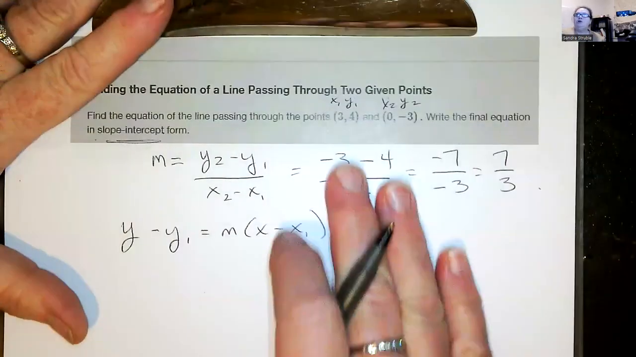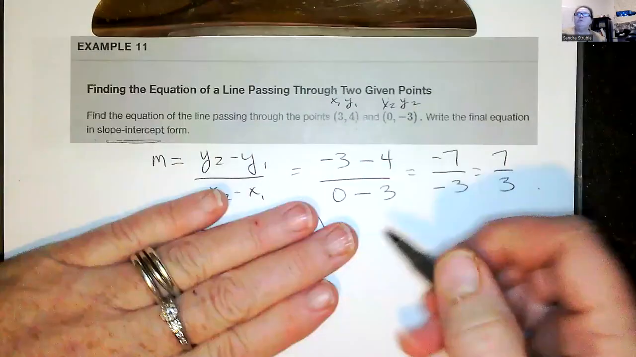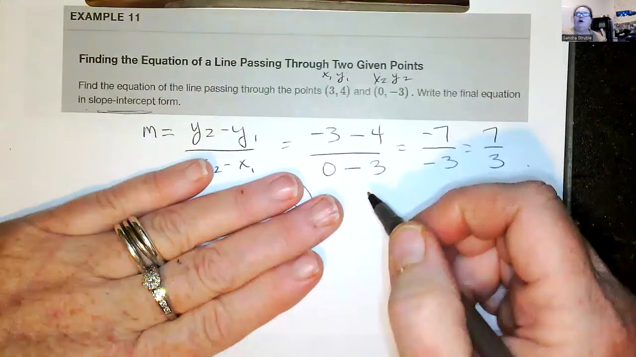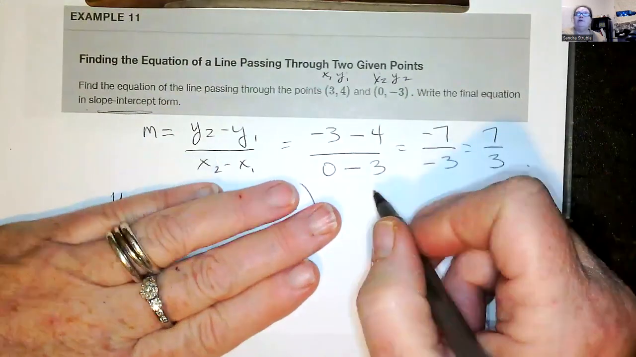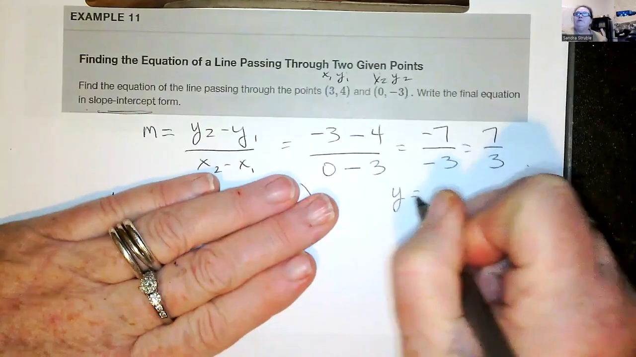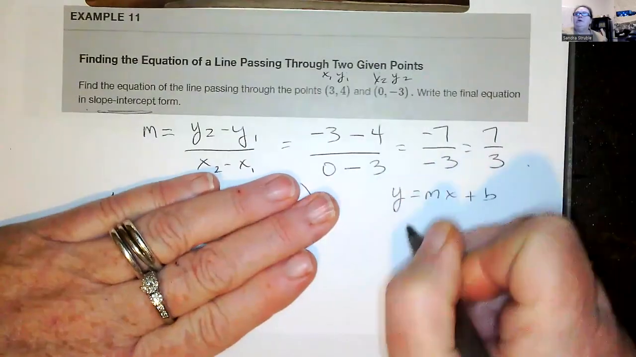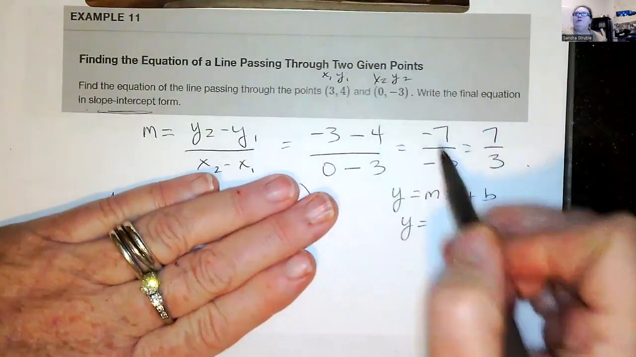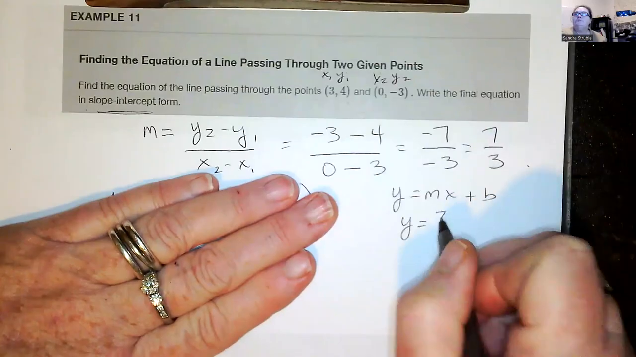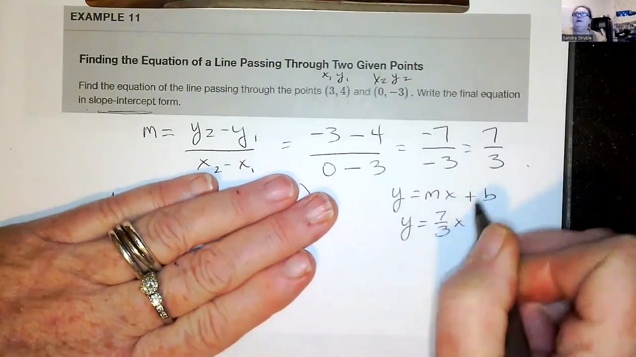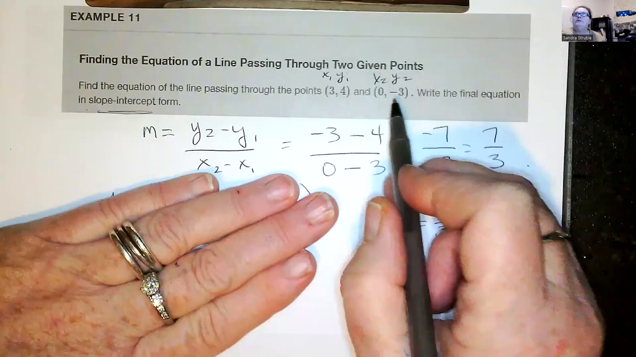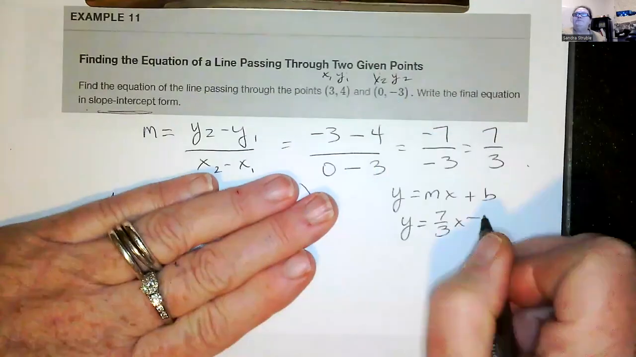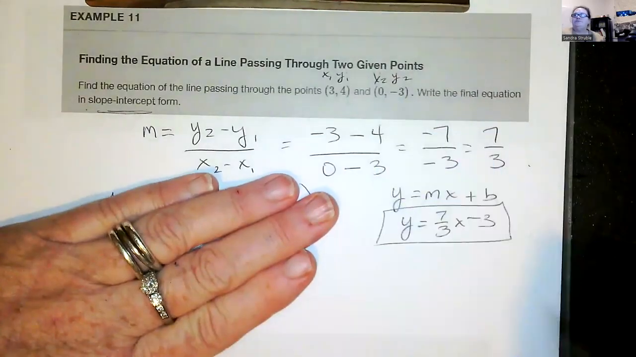So I'm going to show you the y-intercept version first, but please don't accept that as something that always happens, because it's a very rare event. And we want it into y equals mx plus b, where y is equal to, well, we just found m, 7/3 x, and then b is -3. So that is going to be our answer.